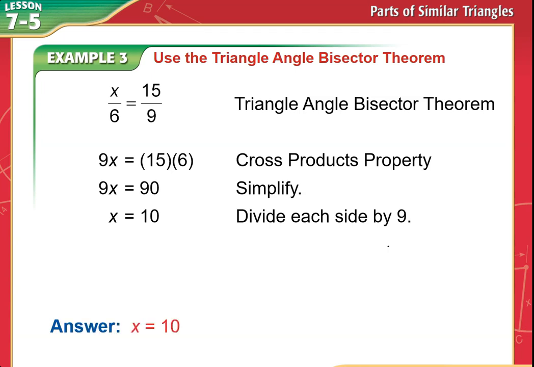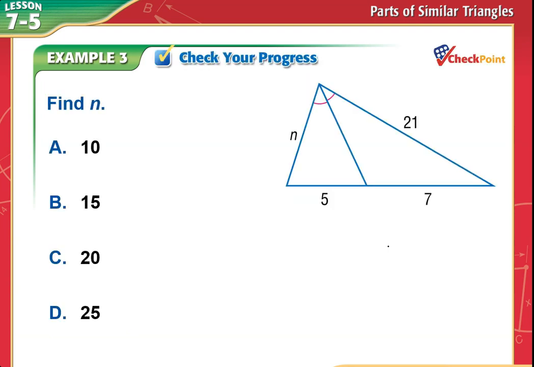Check your progress. Solve for n. Go ahead and pause your video. If you said 15, you are correct. What we can have here is n over 5 is equal to 21 over 7.